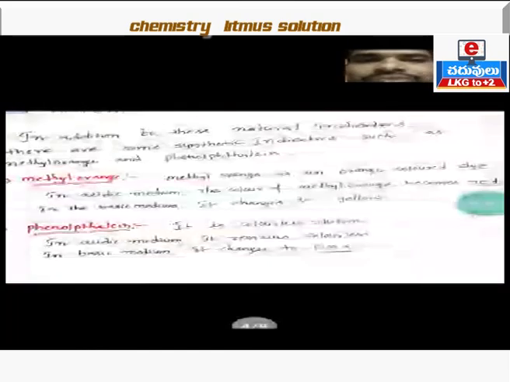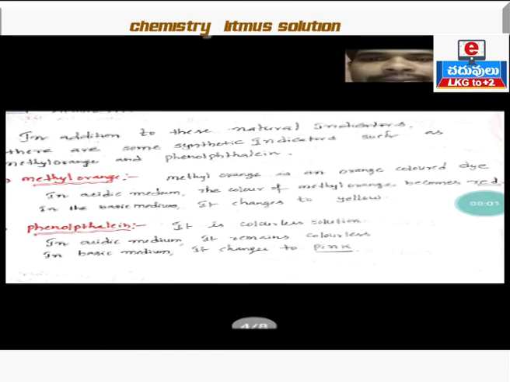Now, coming to phenolphthalein indicator. Phenolphthalein indicator is one of the synthetic indicators. It is prepared in the laboratory by using some chemicals. Phenolphthalein indicator is colorless. Methyl orange is an orange color dye, but phenolphthalein indicator is a colorless solution, just like water. How will water be? Colorless. So phenolphthalein is a colorless solution, exactly similar to water color. Clear?